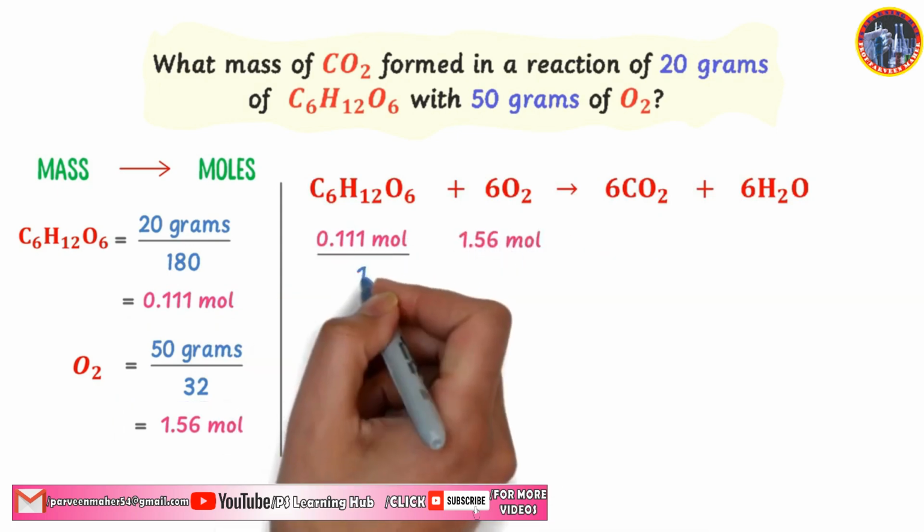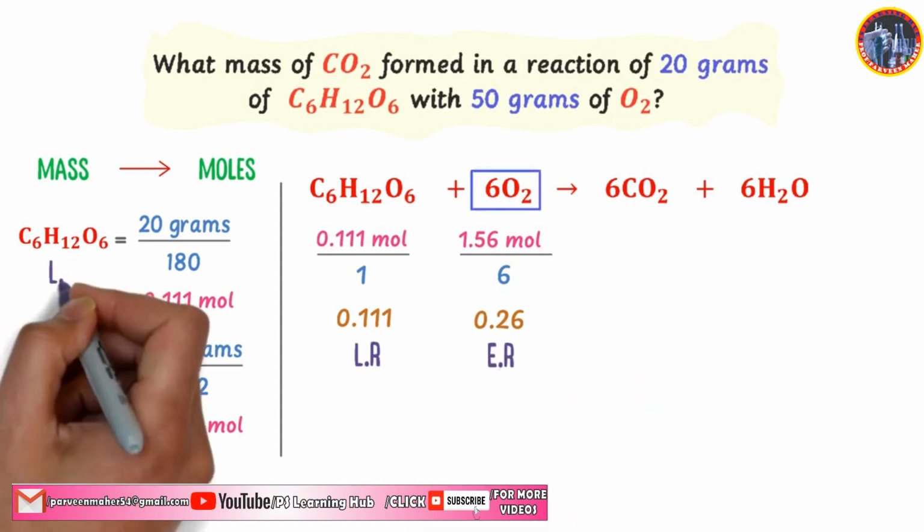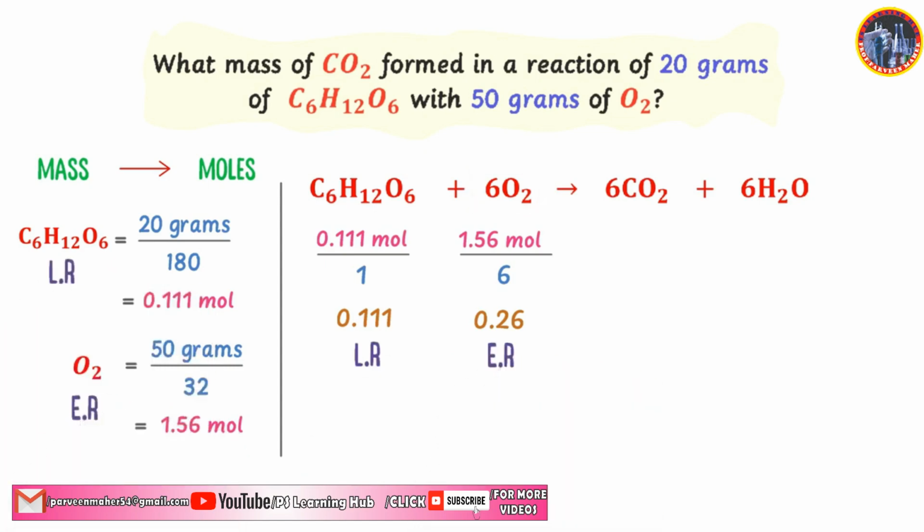The number of moles of glucose is 0.11 moles and that of oxygen is 1.56 moles. I find the simplest ratio between them. I get 0.11 and 0.26. Here, 0.11 is a smaller number than 0.26. Hence, glucose is a limiting reactant and oxygen gas is an excess reactant.